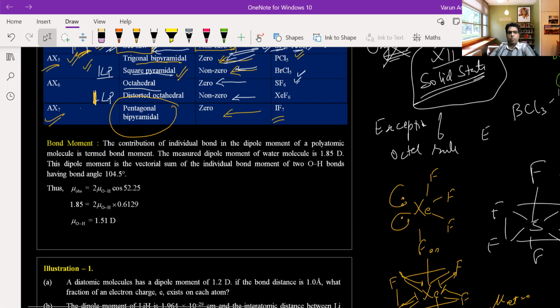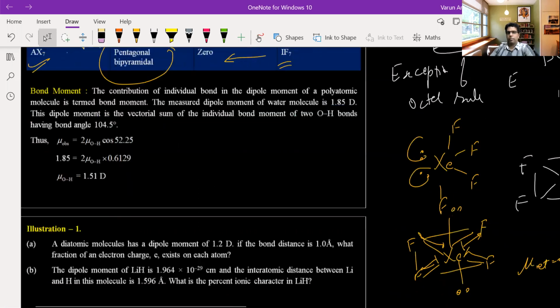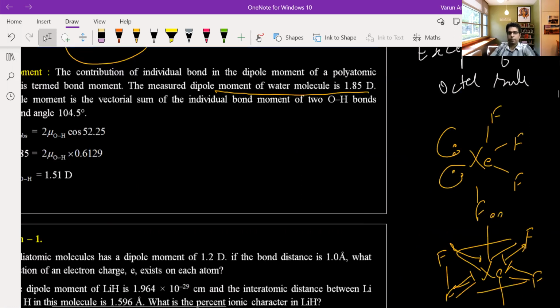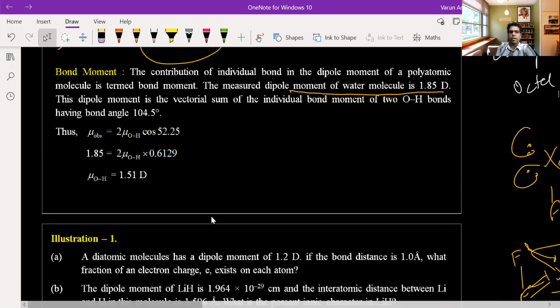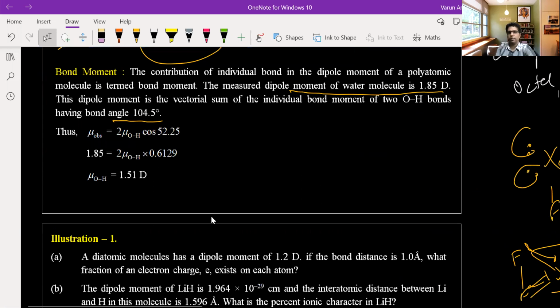Now write down one question. What is the question saying? The dipole moment of a water molecule is given, that is 1.85 debye, and the bond angle of the water molecule is also given. Find out the dipole moment of the two OH bonds in the water molecule.